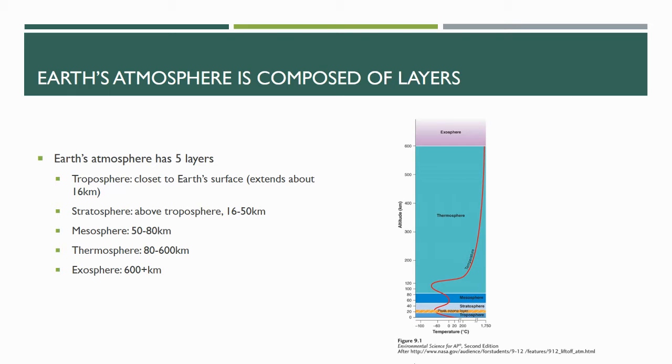Earth's atmosphere is composed of 5 layers. The troposphere is the one that's closest to the Earth's surface, and it is about 16 kilometers up from the ground. The stratosphere is above the troposphere, and then there's the mesosphere, thermosphere, and exosphere. If you take a look at the graph on the right, you will see that the temperatures change dramatically between each layer. So we have increases and decreases, and then increases, and then an exponential increase as you go through the thermosphere.